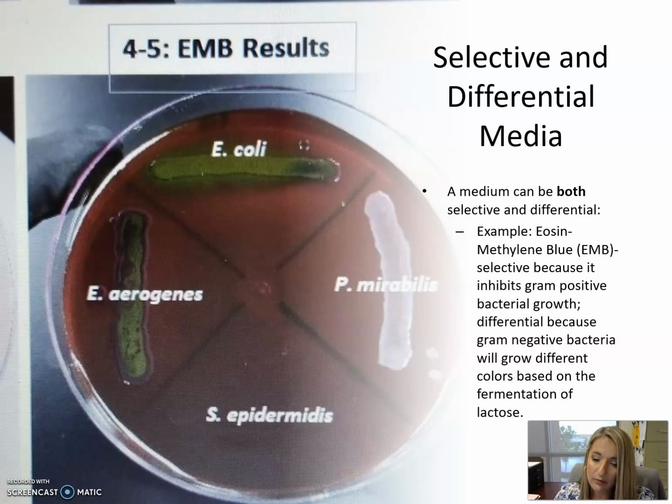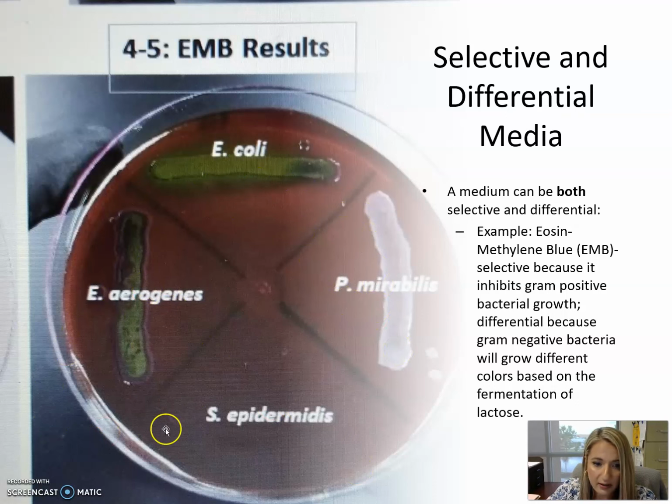So the best example of this is something called an eosin methylene blue plate or an EMB plate. This plate will only allow gram-negative bacteria to grow. Gram-positive bacteria are inhibited, so only gram-negative bacteria can grow. But there are a lot of different types of gram-negative bacteria. Gram-negative bacteria will grow on here though, but they will grow different colors based on how they interact with the contents of the media.